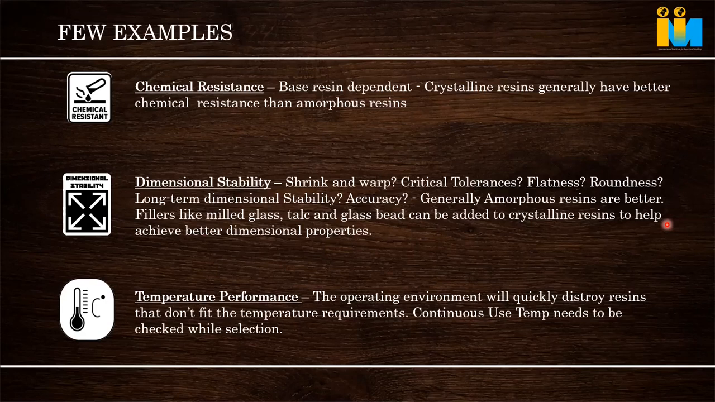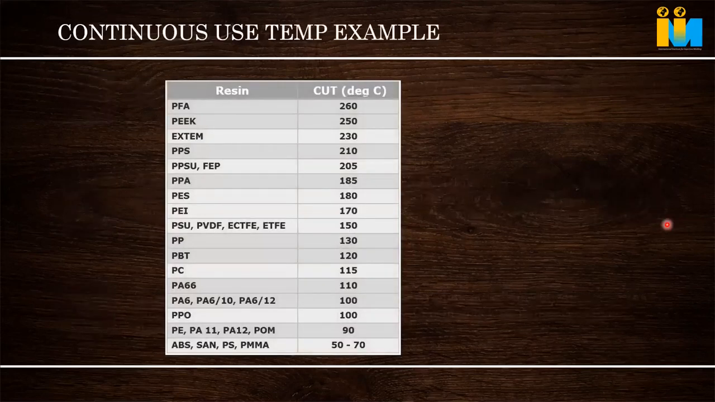Then temperature performance, already discussed: what is the continuous use temperature. These are a few examples for selection. Some examples for continuous use temperature: ABS can generally be used at 50 to 70 degrees. There are some errors in this. PA, polyamide, and all, 90 degrees. PPO 100 degrees. PC 115 degrees. PBT 120 degrees, which is an error actually. PEI Ultem 170 degrees. You can see PEEK 230 to 250 degrees. PFA can be 260.